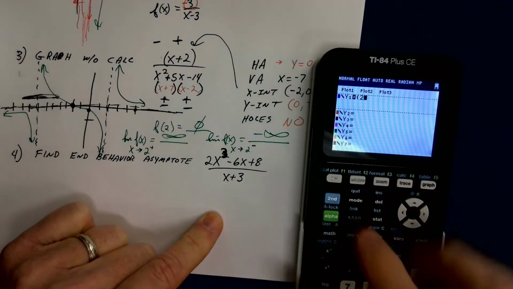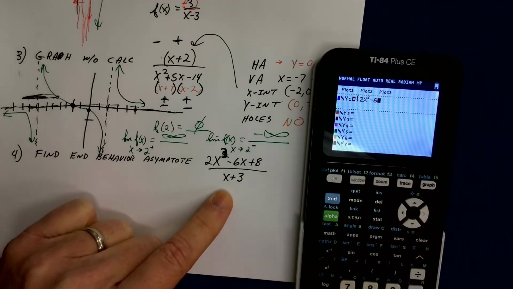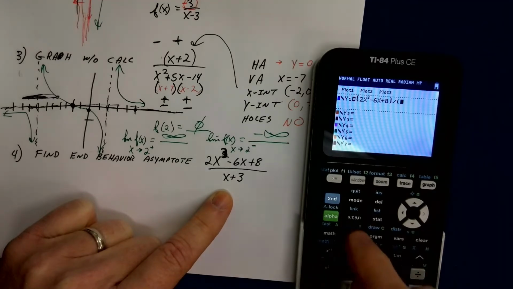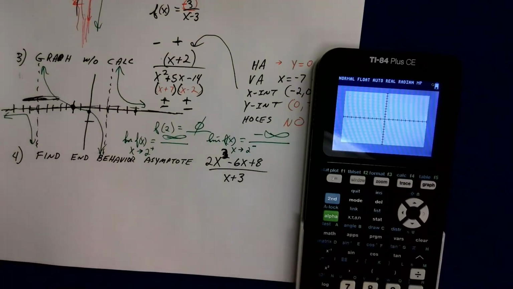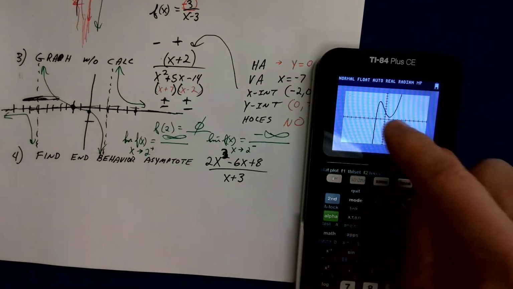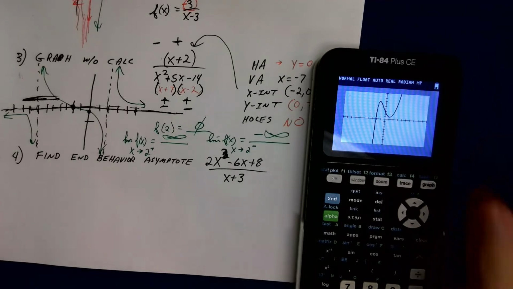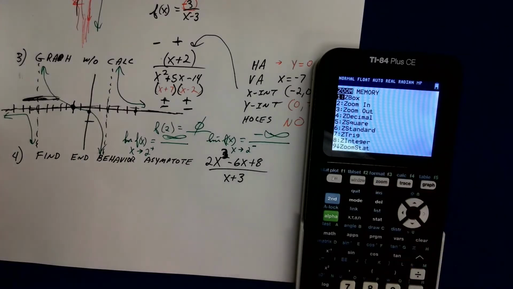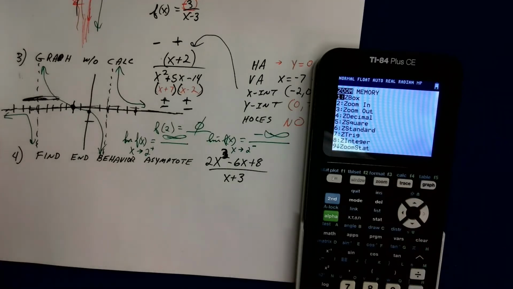So parentheses 2x raised to the third minus 6x plus 8, close parentheses, divided by parentheses x plus 3, close parentheses, and graph. And you're like, whoa, that looks pretty funky. So is there more going on to this? So zoom out, enter. Good deal. Zoom out, enter.